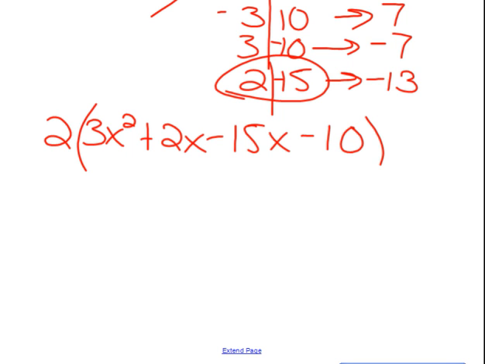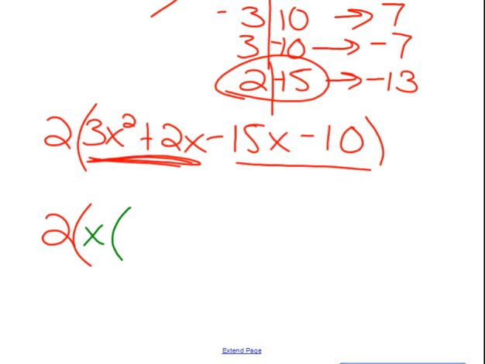All right, now we have 4 terms. Whenever you have 4 terms, you're going to group. Still have the 2 out front. The first 2 terms, we're going to check to see what they have in common. And they don't have a number in common, but they do have a variable. So we're going to divide out the x, and that gives us 3x plus 2.